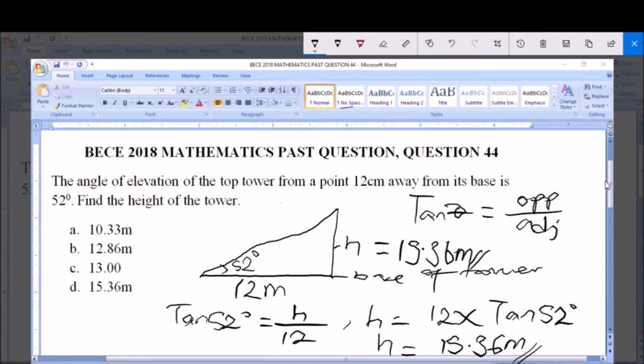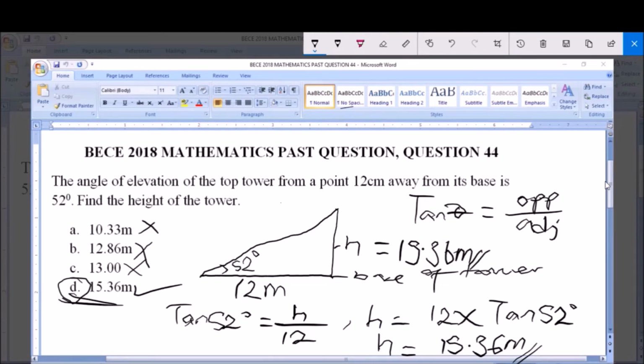Now let's check the options that correspond with our answer. Option A says 10.33 meters, which is wrong. B says 12.86, wrong. C says 13, wrong. And D says 15.36, which is correct. So the correct answer to this question is D, 15.36 meters.